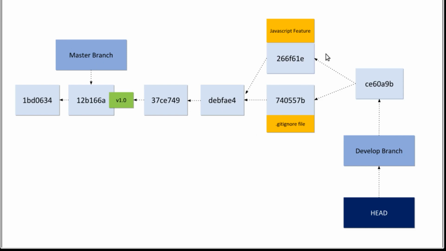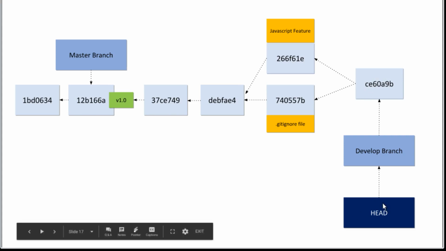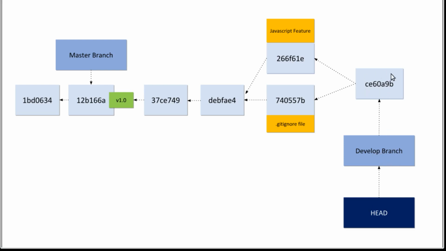You'll see here are our two commits where we have the JavaScript feature and the gitignore file, and then this commit right here, which is the latest commit that we're currently on, hence the head pointer that's pointing at the develop pointer, which is pointing at this commit. That brings these two changes or commits into one commit on the develop branch.